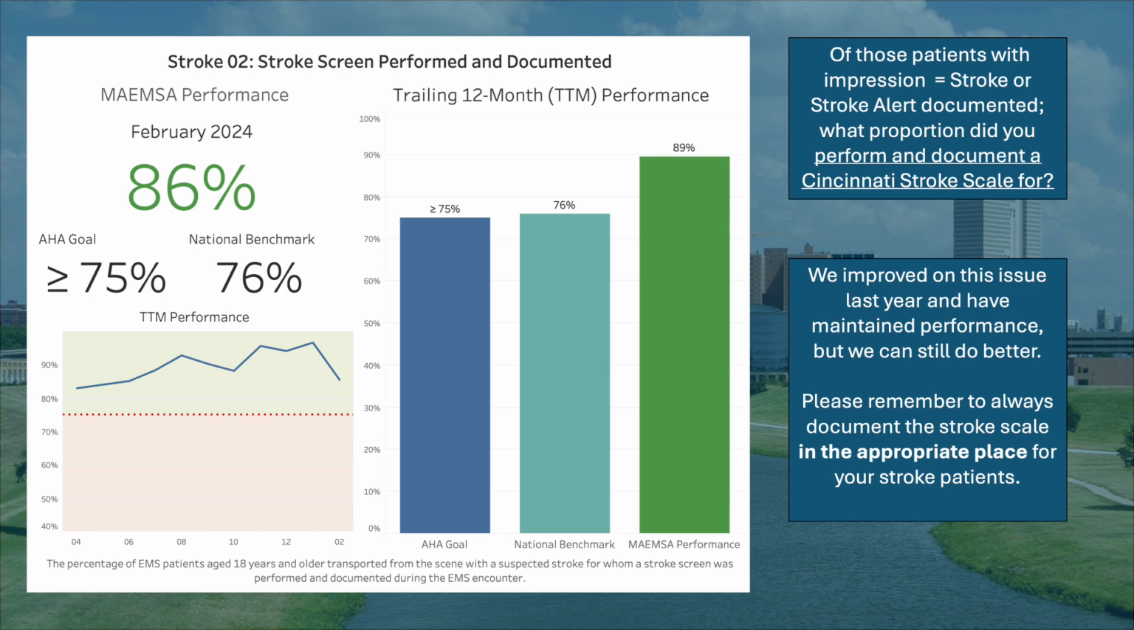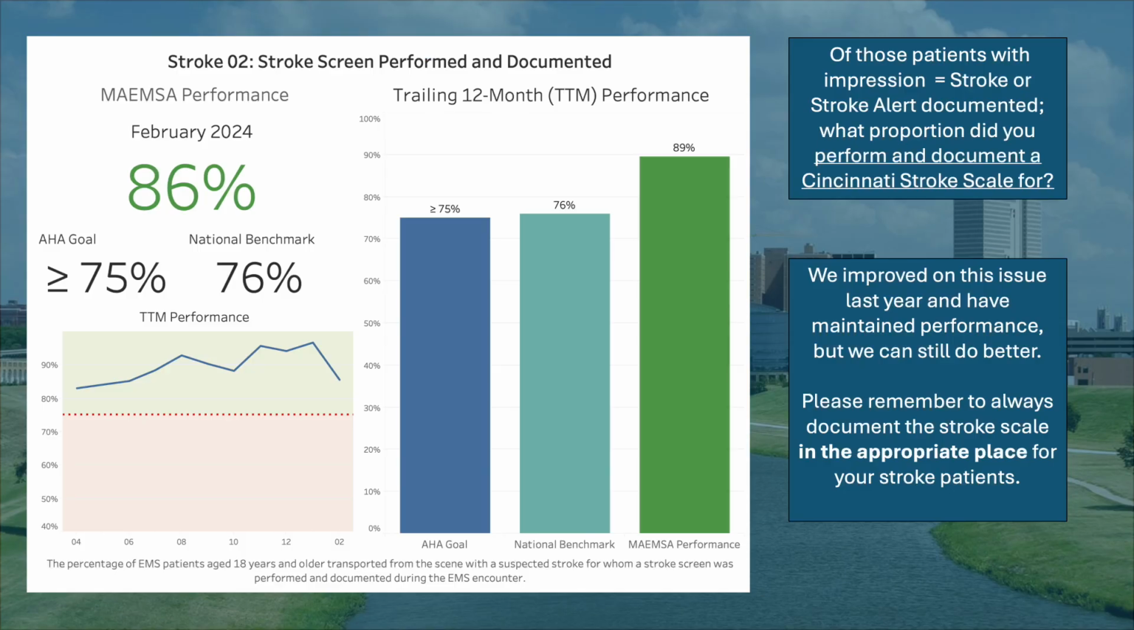Stroke screens, we know we need to do the stroke screens and we need to document them. For this measure, it's looking only at Cincinnati. It's not looking at the LVO screens. Right. We need to make sure that we're documenting it and documenting it appropriately. We're doing so in February 86% of the time. You can see our running average is about 89%, exceeding benchmarks, but I still think we can push that up even more. So I think the key thing here is make sure you're doing it and make sure that we're documenting it appropriately.